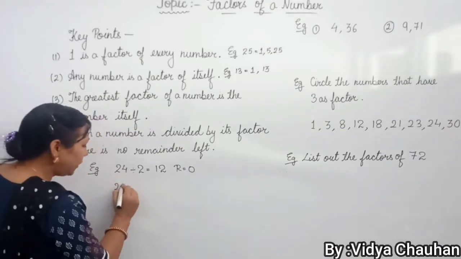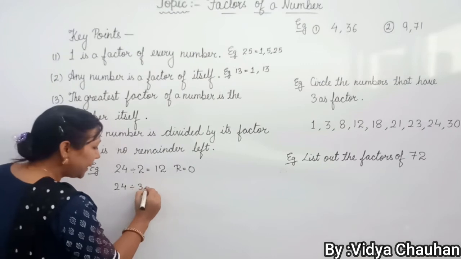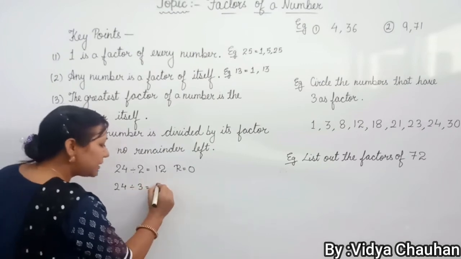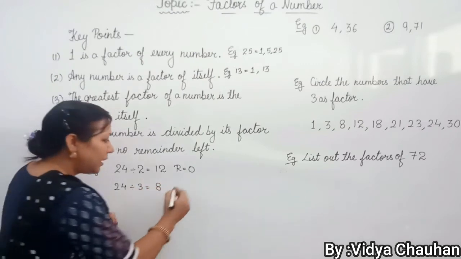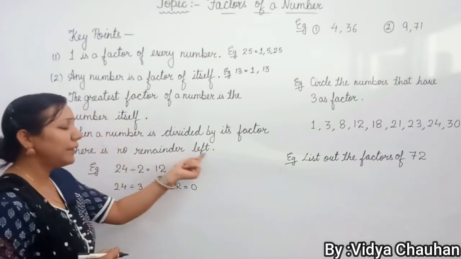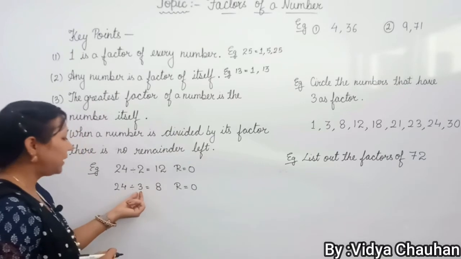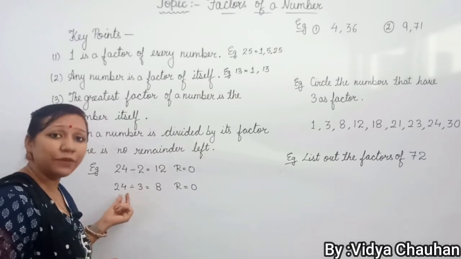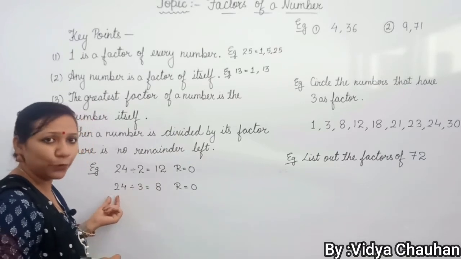Similarly, if I divide 24 by 3, our answer will be 8. Once again, our remainder is 0. No remainder left. That means I can say that yes, 3 is a factor of 24.